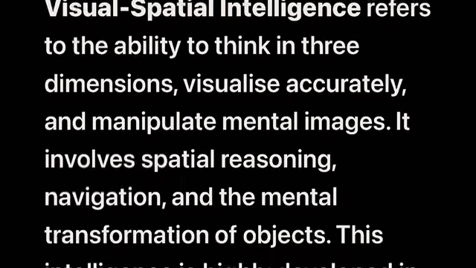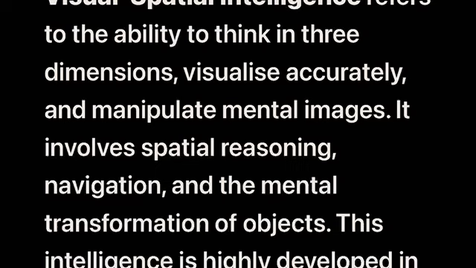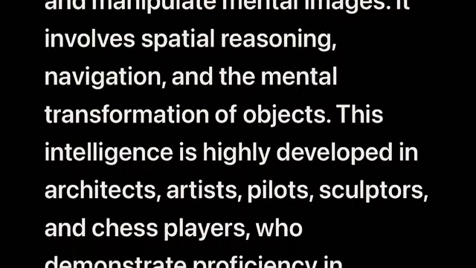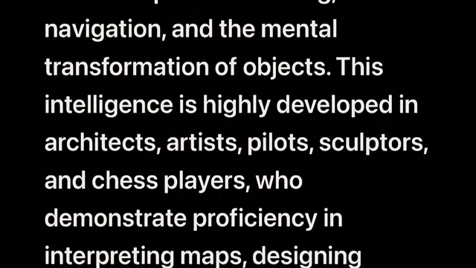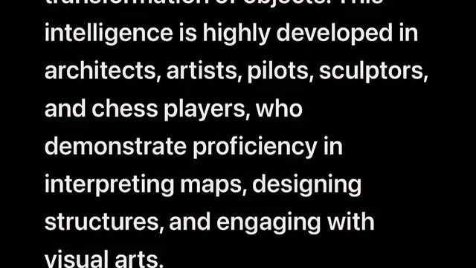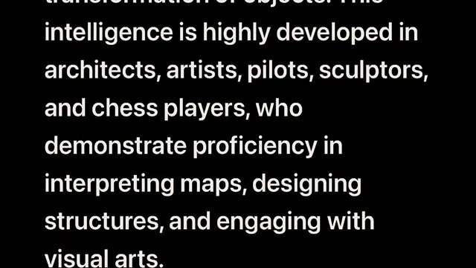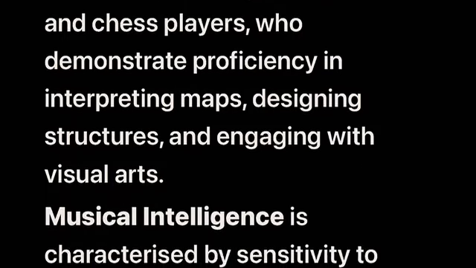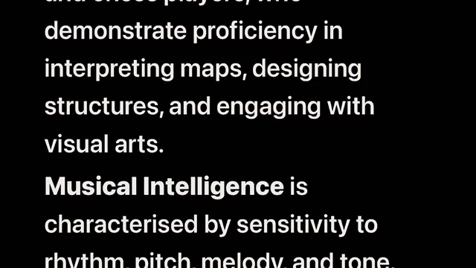Visual spatial intelligence refers to the ability to think in 3 dimensions, visualize accurately, and manipulate mental images. It involves spatial reasoning, navigation, and the mental transformation of objects. This intelligence is highly developed in architects, artists, pilots, sculptors, and chess players, who demonstrate proficiency in interpreting maps, designing structures, and engaging with visual arts.